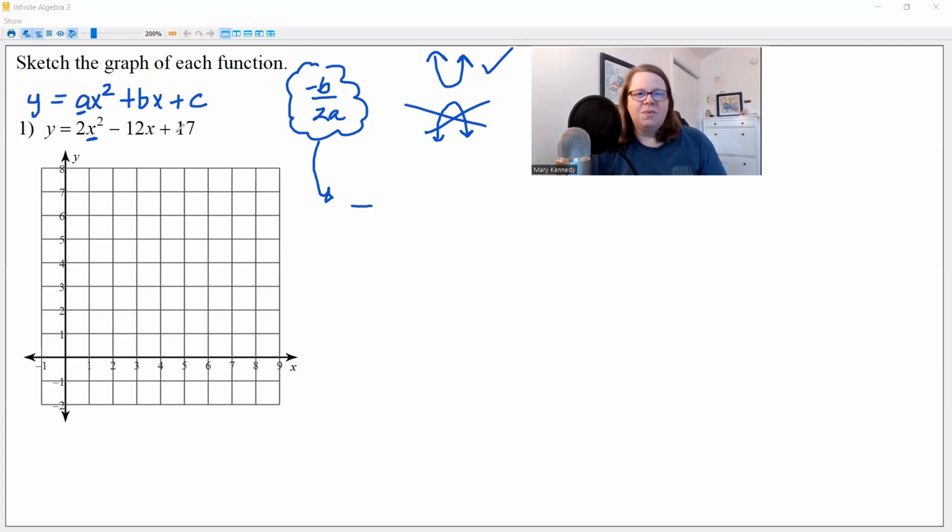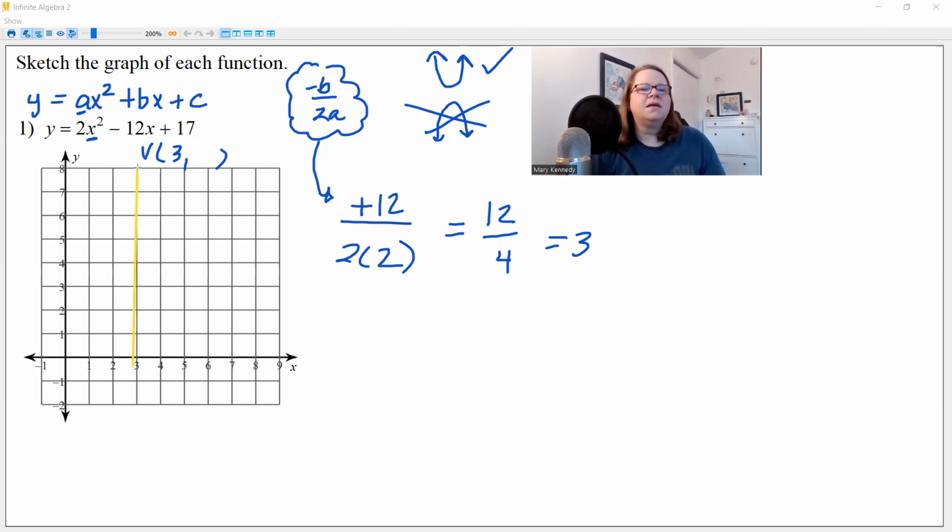So negative b, and b is negative 12. So negative negative 12 is positive 12 over 2a. A is 2. So we have 12 divided by 4, which is 3. So the vertex is 3 something. So I already know kind of where my line is going to be. So I'm going to go ahead at 3 and put a yellow highlight line kind of here.